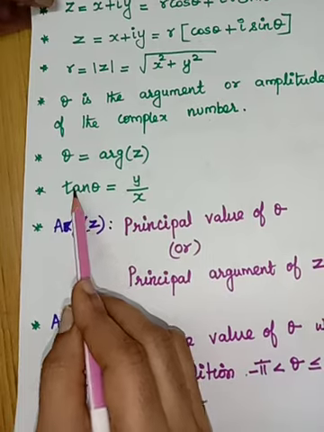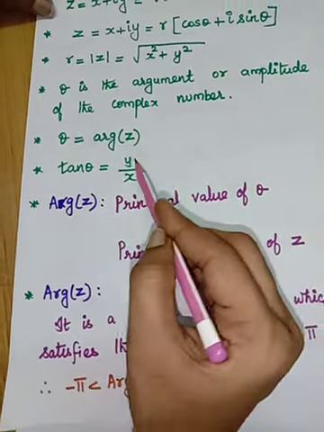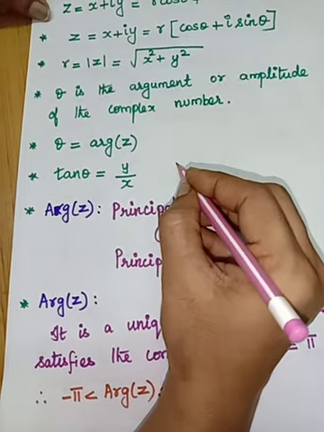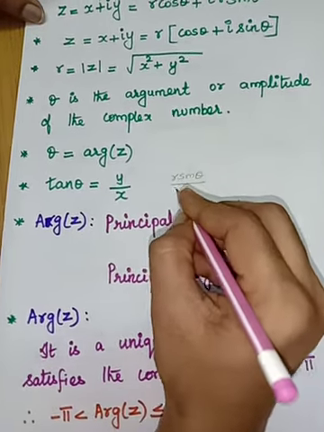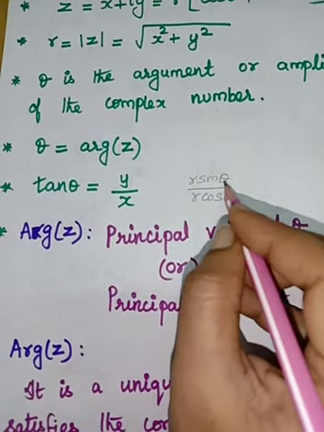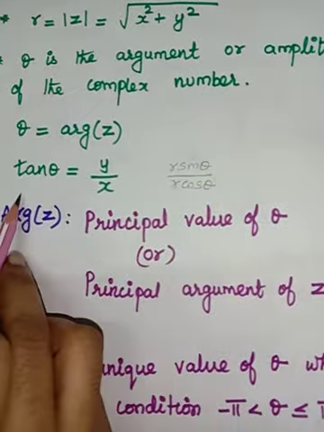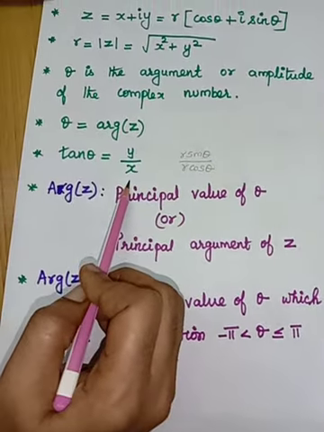Okay, you see the next formula, tan theta is equal to y by x. How has it come? What is y? y is nothing but r sin theta. And what is x? x is nothing but r cos theta. So when r gets cancelled, sin theta by cos theta is equal to tan theta. So tan theta is equal to y by x.